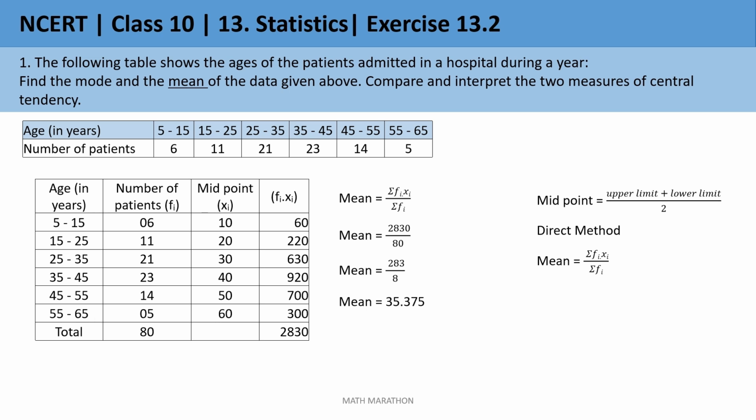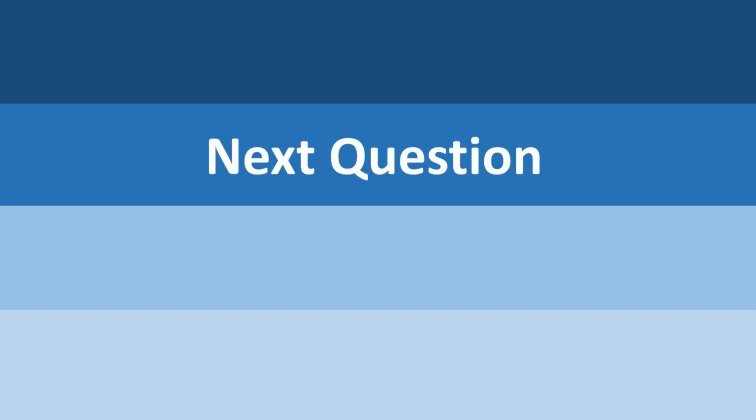Mean is 35.375. Mean is 35.37 years. Let us see next question.